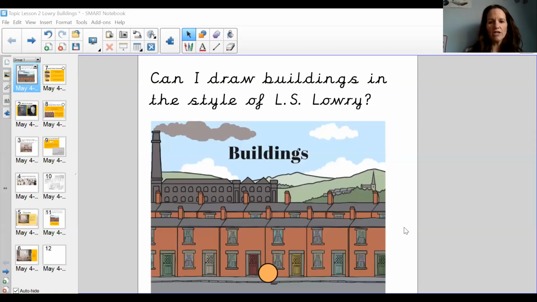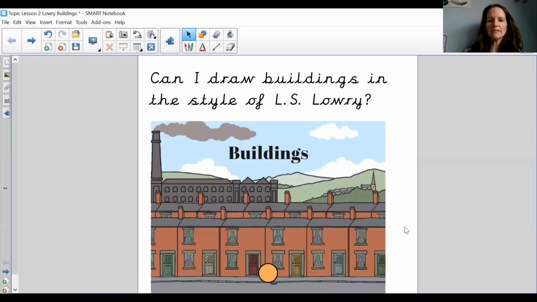For our next topic lesson this week, we are going to be looking at the artist L.S. Lowry that we looked at a couple of weeks ago. So if you did your topic lessons from week 1, you were asked to practice drawing his matchstick figures from his paintings. So today we are going to look at the buildings that he draws. So let's have a look.